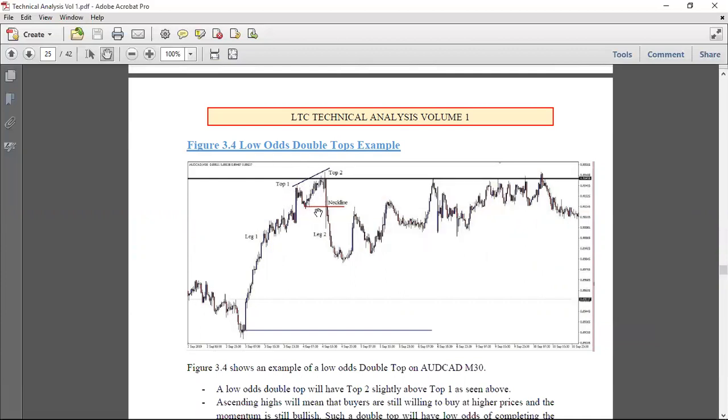We have a neckline here. We have maybe a convincing break on that candle, which you could have looked for trades going down from there. But where were you going to have your targets? Where this move started, but it didn't complete the pattern. Why? Because it was still showing strength going up.